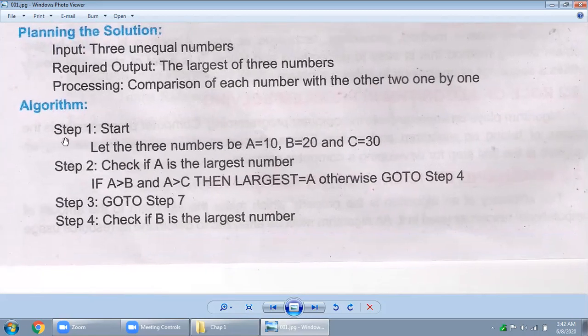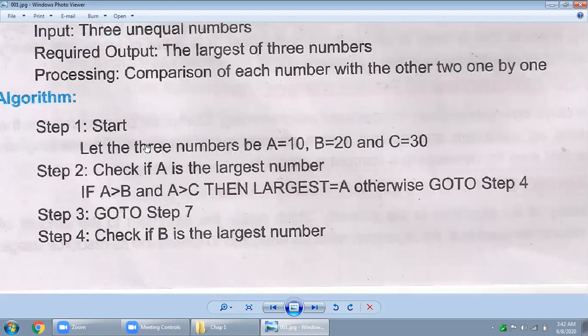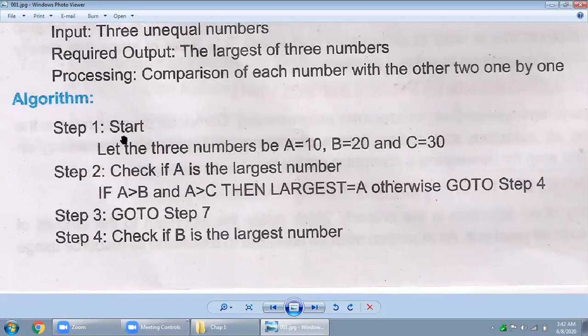Start algorithm. Step 1. This is the first step in each and every algorithm, which is start. Over here, let the three numbers be A is equal to 10, B is 20, and C is 30. These are the three numbers, and we have assigned the values 10, 20, 30 respectively. In step 2, we will check all these numbers one by one with each other.